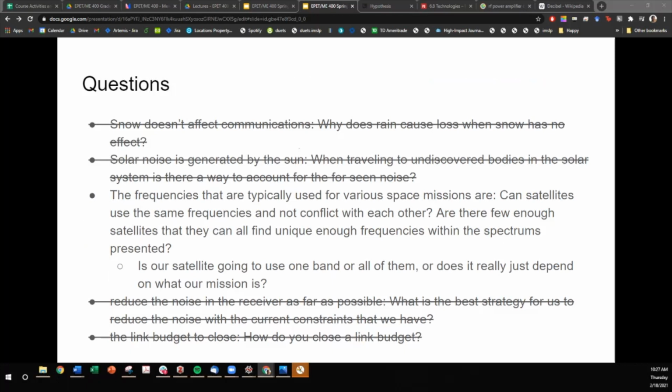Okay, the frequencies that are typically used for various space missions are, can satellites use the same frequencies and not conflict with each other? That doesn't sound good. I mean, maybe if your satellites were distinctly positioned far away, they would not conflict with each other. But if they were close together and transmitting at the same time, they would absolutely conflict with each other. The ground station may not be able to distinguish the 2 signals apart. Are there few enough satellites that can all find unique enough frequencies within the spectrums presented?